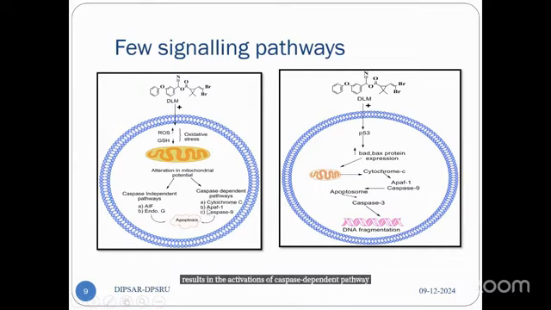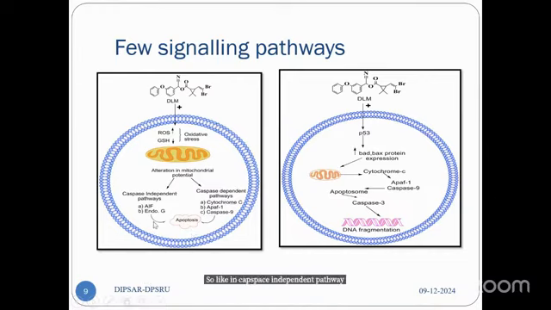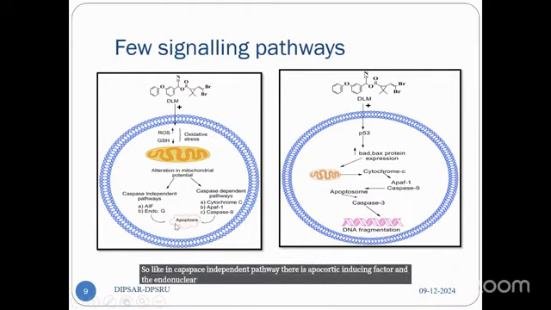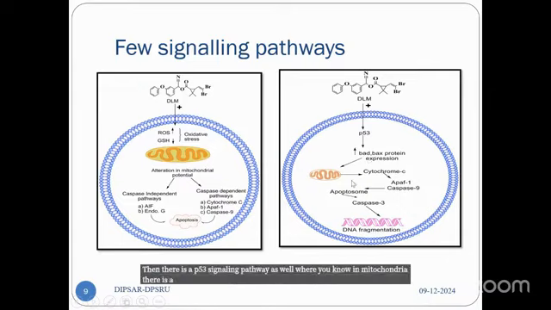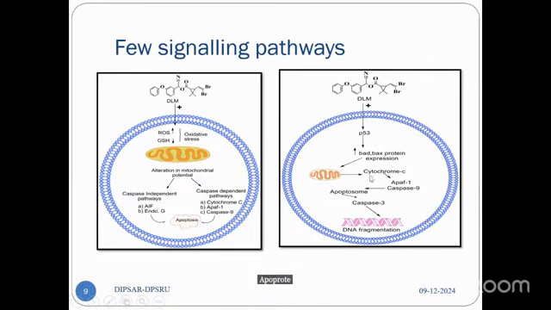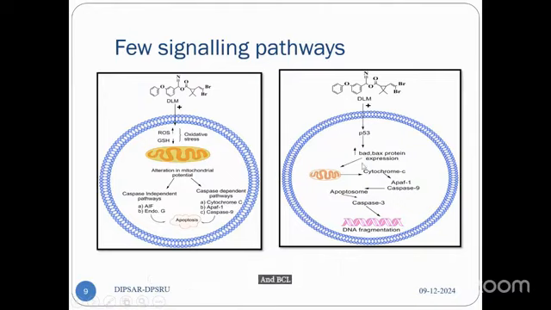In the caspase-dependent pathway, there are cytochrome C, APAF1 and caspase 9, and ultimately it leads to DNA fragmentation, which is the hallmark of apoptosis. In the caspase-independent pathway, there are apoptosis-inducing factor and endonuclease G, which can directly hit the DNA and cause DNA fragmentation. Then there is the p53 signaling pathway as well, where in mitochondria there are proapoptotic and anti-apoptotic proteins. BAD and BAX are the proapoptotic proteins which induce apoptosis, and BCL2 is the protein which inhibits apoptosis.